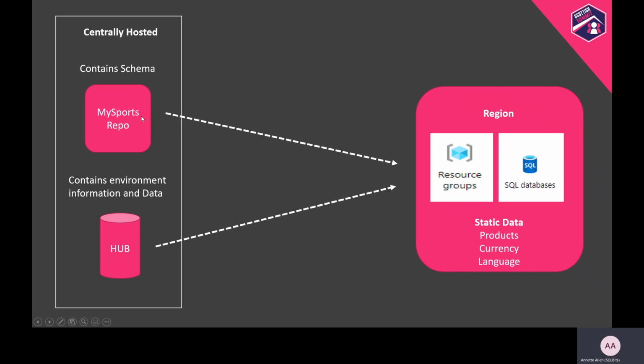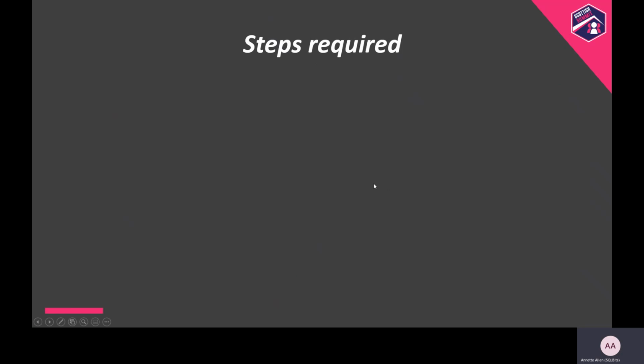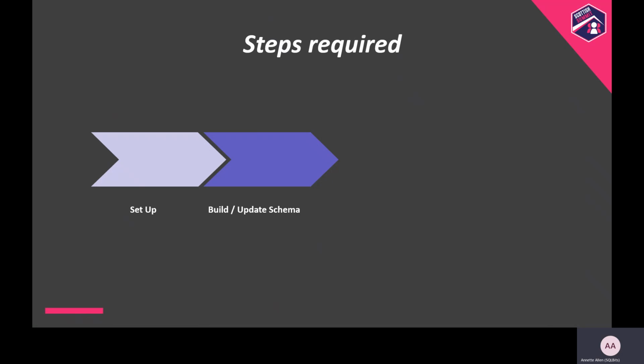So the data from my sports repo and my Hub database built the resource group and populated the SQL database. Remember, we couldn't use replication or mirroring or any other tool like that because the data was different for each region. So how did we do this? To start off with, I had to build the setup, and that was all done in SQL Server and was all database driven. Then we have to build or update the schema in the Azure SQL database, and that was done in PowerShell.